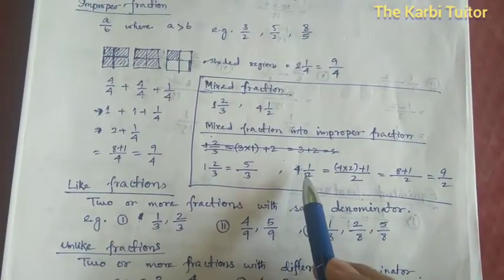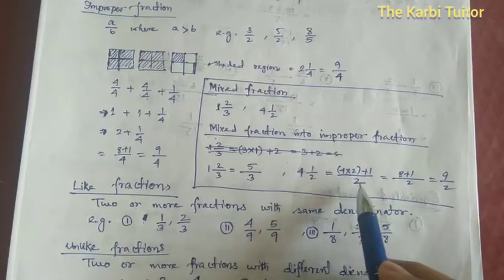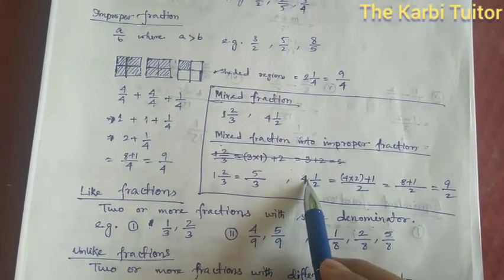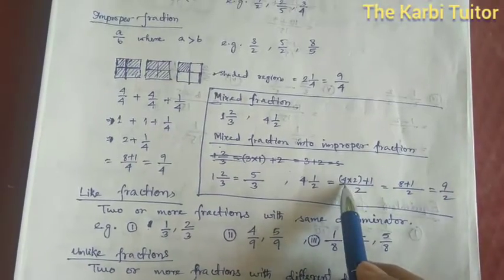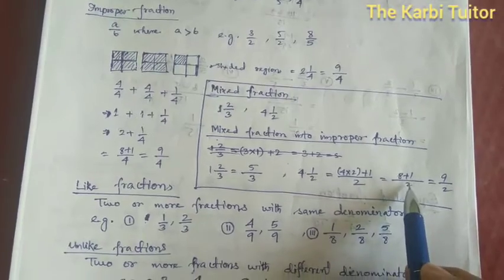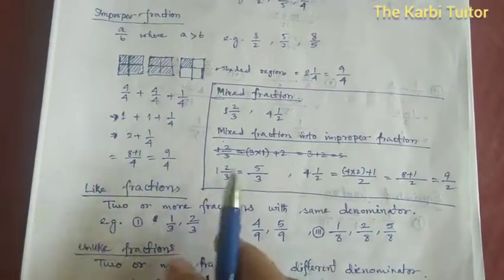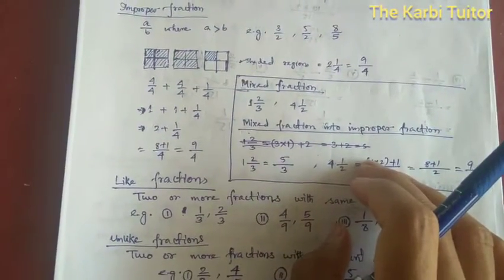Okay, this is another example: 4 1 by 2. So 4 twos are 8, 8 plus 1 is 9. So 4 into 2 plus 1, 4 twos are 8, 8 plus 1, and then 9 by 2. So this is a mixed fraction.